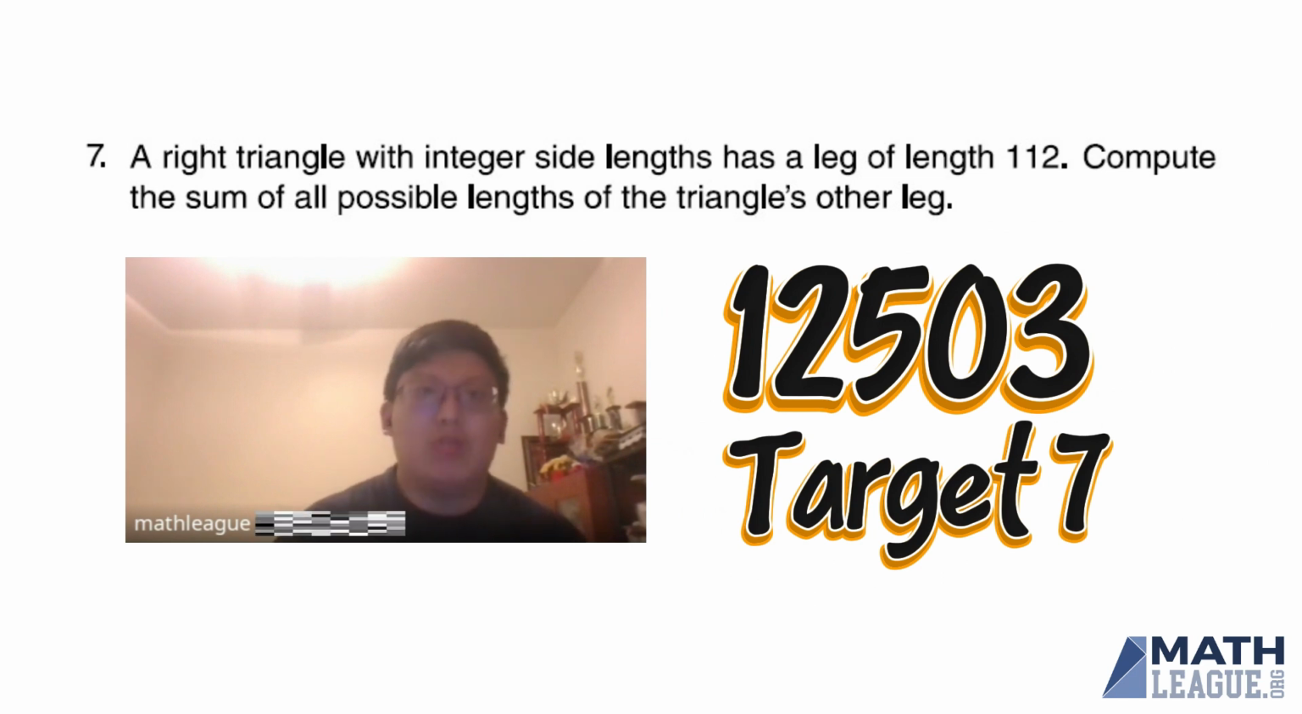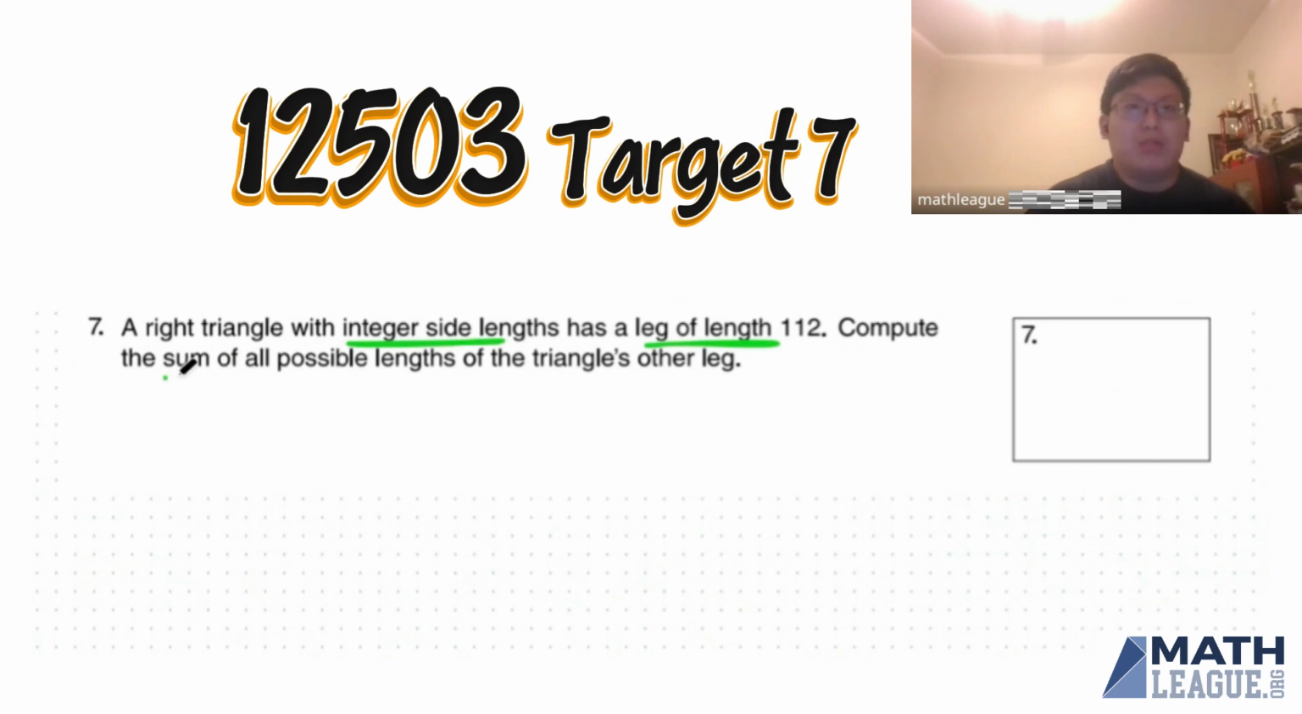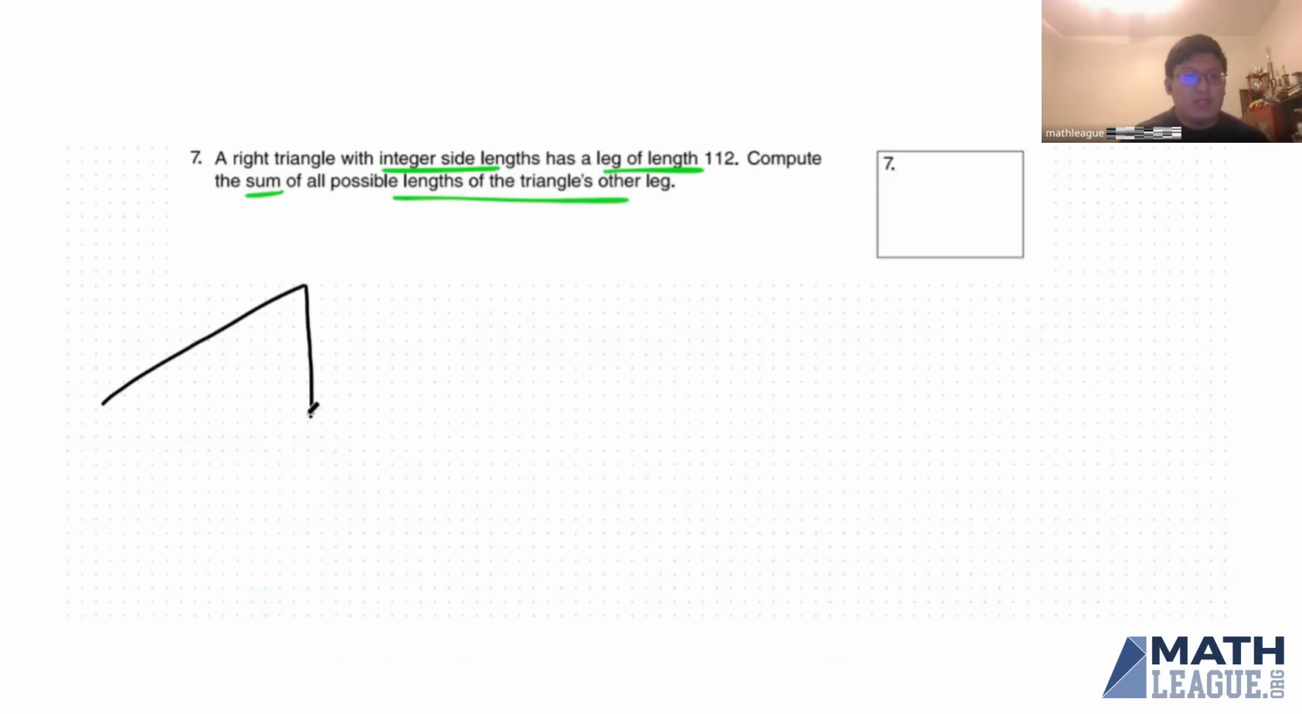A right triangle with integer side lengths has a leg of length 112. Compute the sum of all possible lengths of the triangle's other leg. So we're going to have this fun right triangle over here, and we know that one of the legs is 112. The other one, we'll call it x, and the hypotenuse, let's say, has length y.